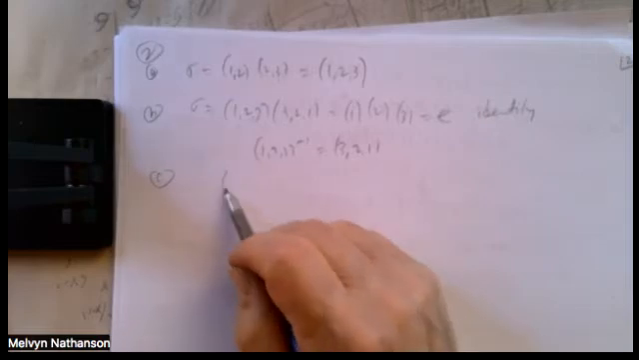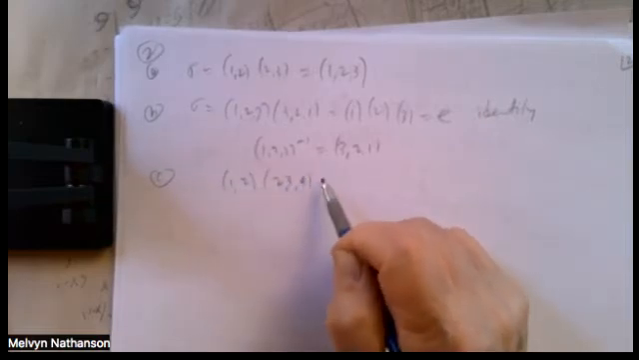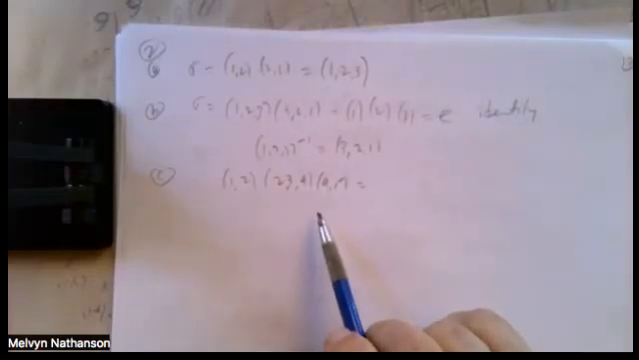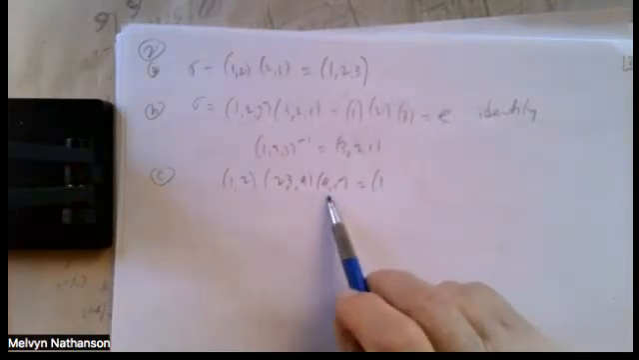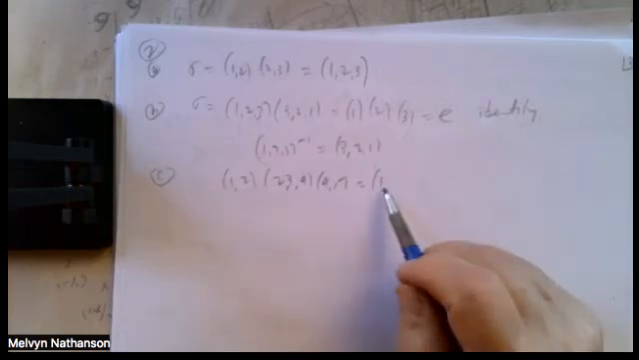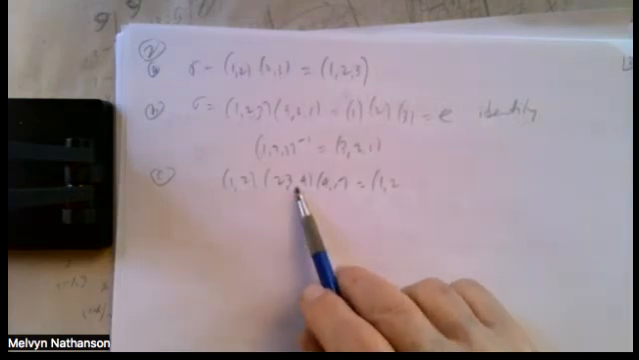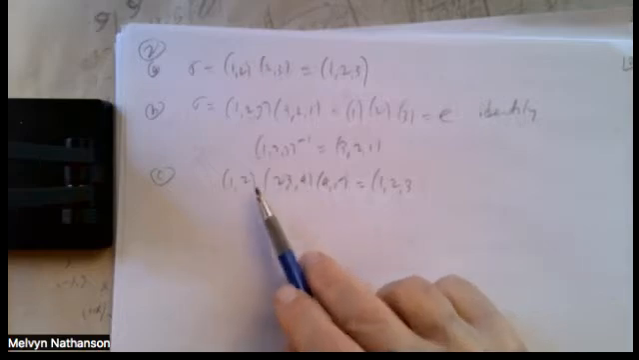In C, we have (1 2)(2 3)(4 4 5). So let's see what happens in this permutation. We want to write it as a product of a cycle or cycles. Start with 1. This sends 1 to 1. This sends 1 to 1. And this sends 1 to 2. So 1 ends up at 2. This sends 2 to 2. This sends 2 to 3. This sends 3 to 3. 3 goes to 3, goes to 4, stays at 4.